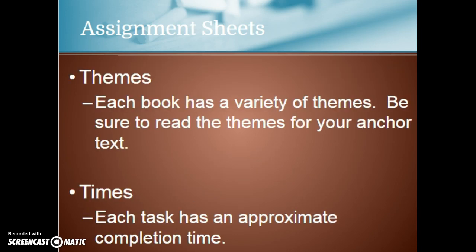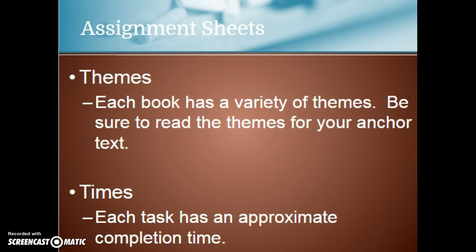At the top of each assignment sheet, there is a list of themes that will be covered in your anchor text. The anchor text is the main novel that you will be reading, and it links to all the rest of the assignments. Each assignment also has an approximate completion time. This will help you to know if you are keeping on track. I also use this approximate time in completing folder checks. If you are having problems keeping up, please let me know as soon as possible so we can come up with a solution.